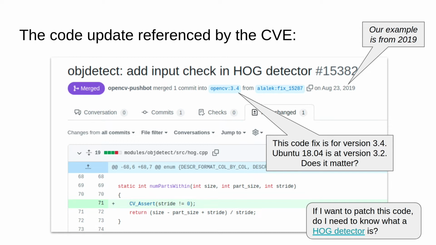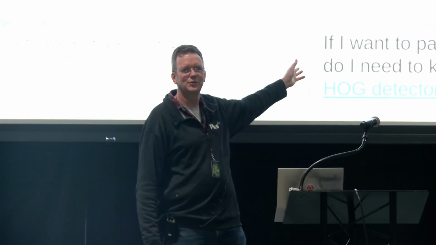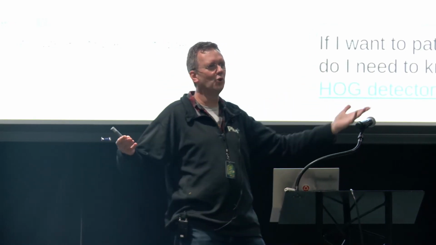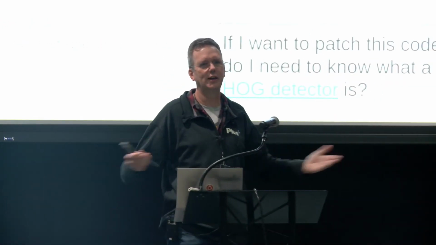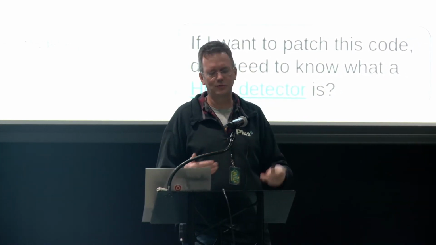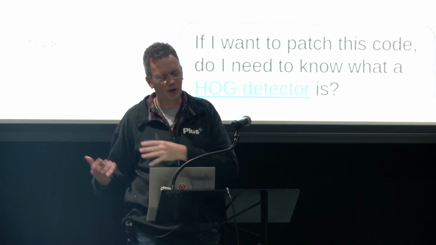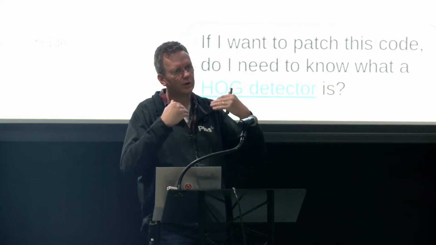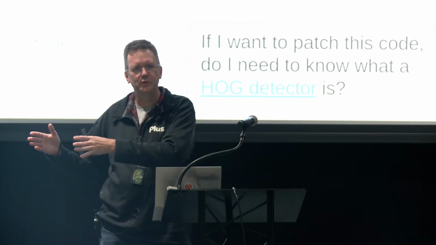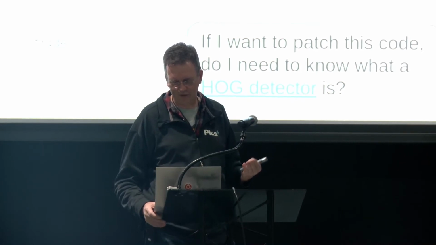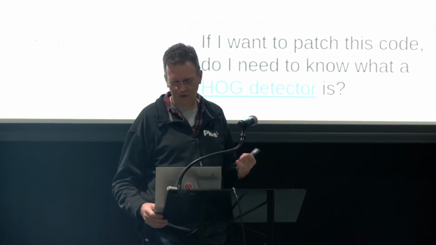And let me ask you an interesting side question, right? Anybody here know what a HOG detector is? Yeah, so like if you're working this, do you have to figure out what that is? Right? Do you have to understand the software? How much do you have to figure out about the software in order to figure out how to bring this patch in? Because I'm working for Canonical, working for Ubuntu, not working for OpenCV. So I don't have all the context of what all this software does. So how much do I have to actually figure it out in order to do that?